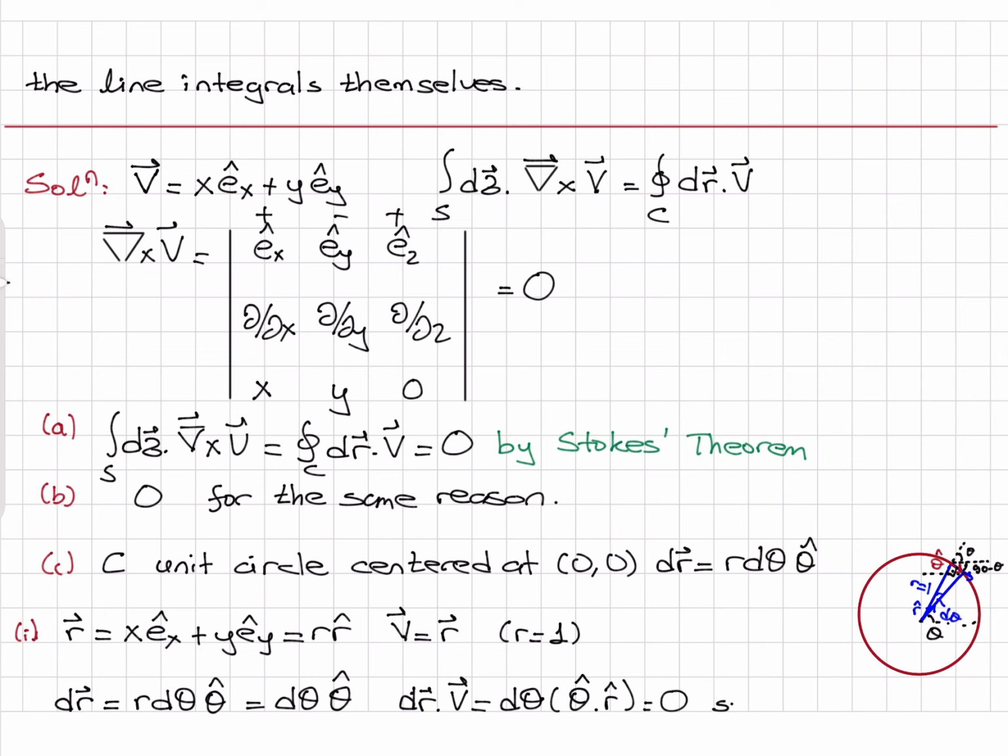So we can conclude that the closed contour path integral of dr dot V must be equal to 0 for the circle centered at 0, 0.